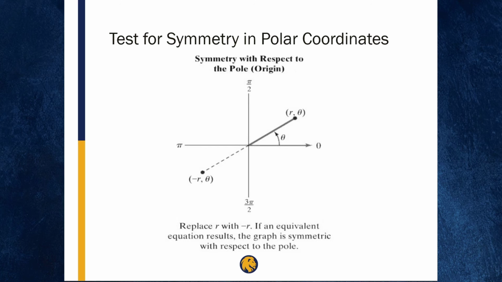And then we can check for symmetry with respect to the pole or origin by replacing r with negative r. If an equivalent equation results, then the graph is symmetric with respect to the pole.